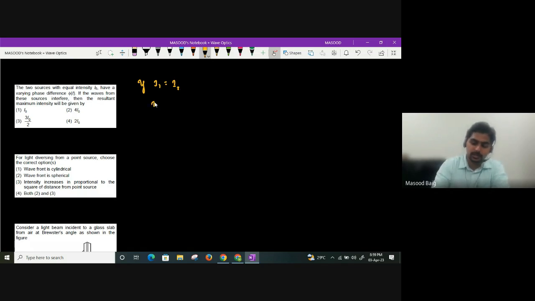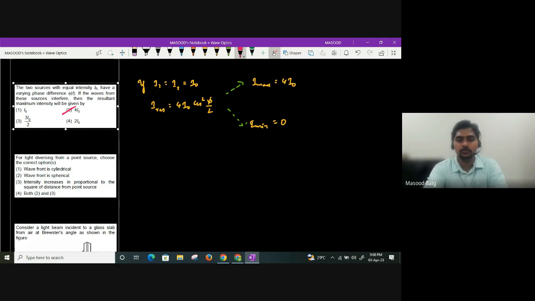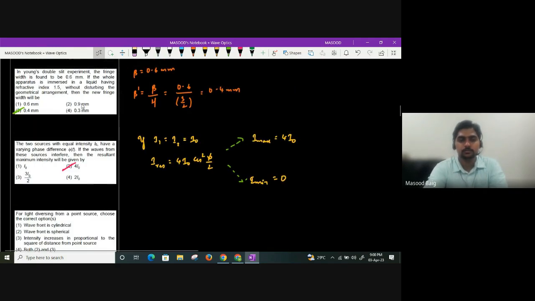So what is the resulting intensity if I1 and I2 are equal? We know the resulting intensity is given as 4I0 cos square of phi by 2, or not? So in this case, what will maximum intensity be? It will be equal to 4I0. And what is minimum intensity going to be? 0. So they are asking what is maximum intensity. Can I say it is 4I0, all of you? Yes, sir. Yes or no?